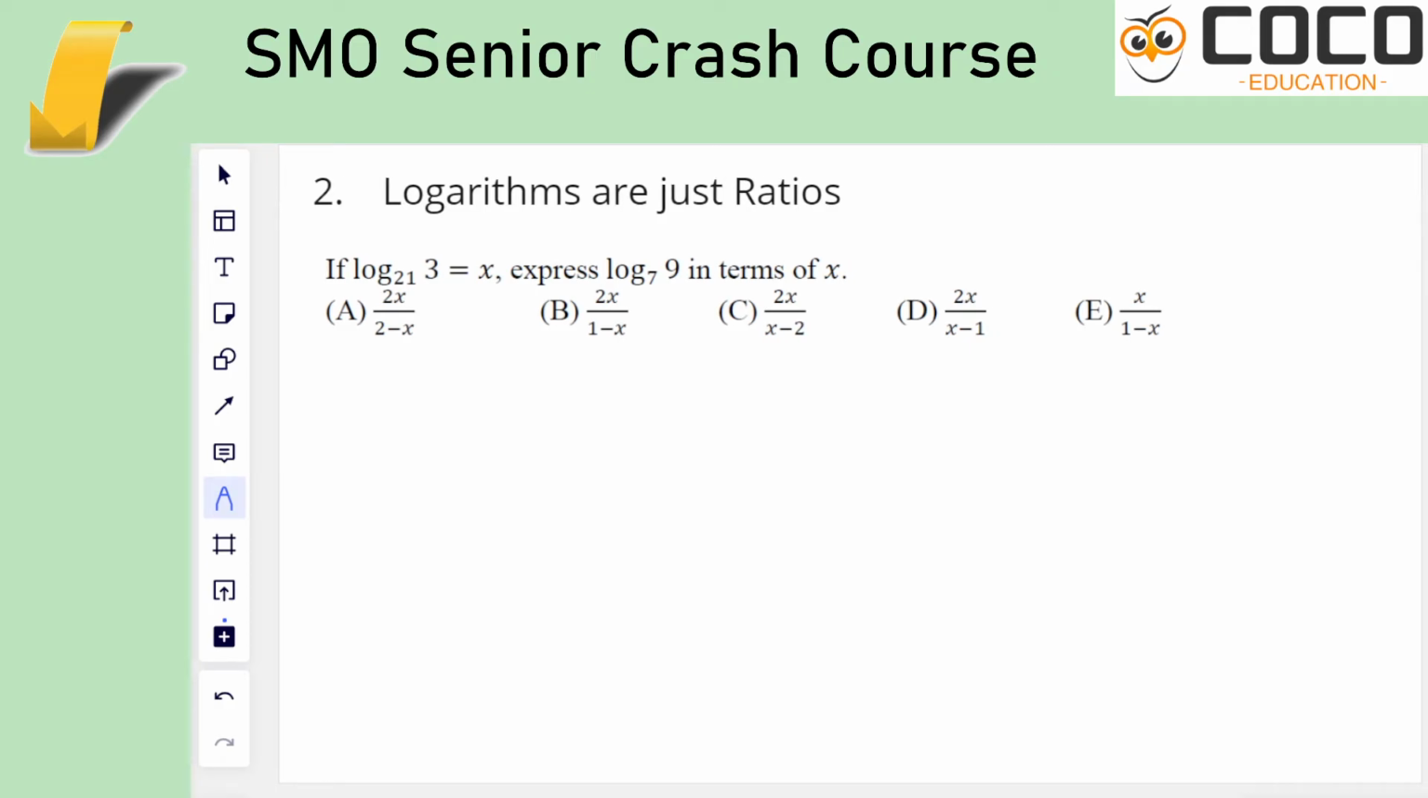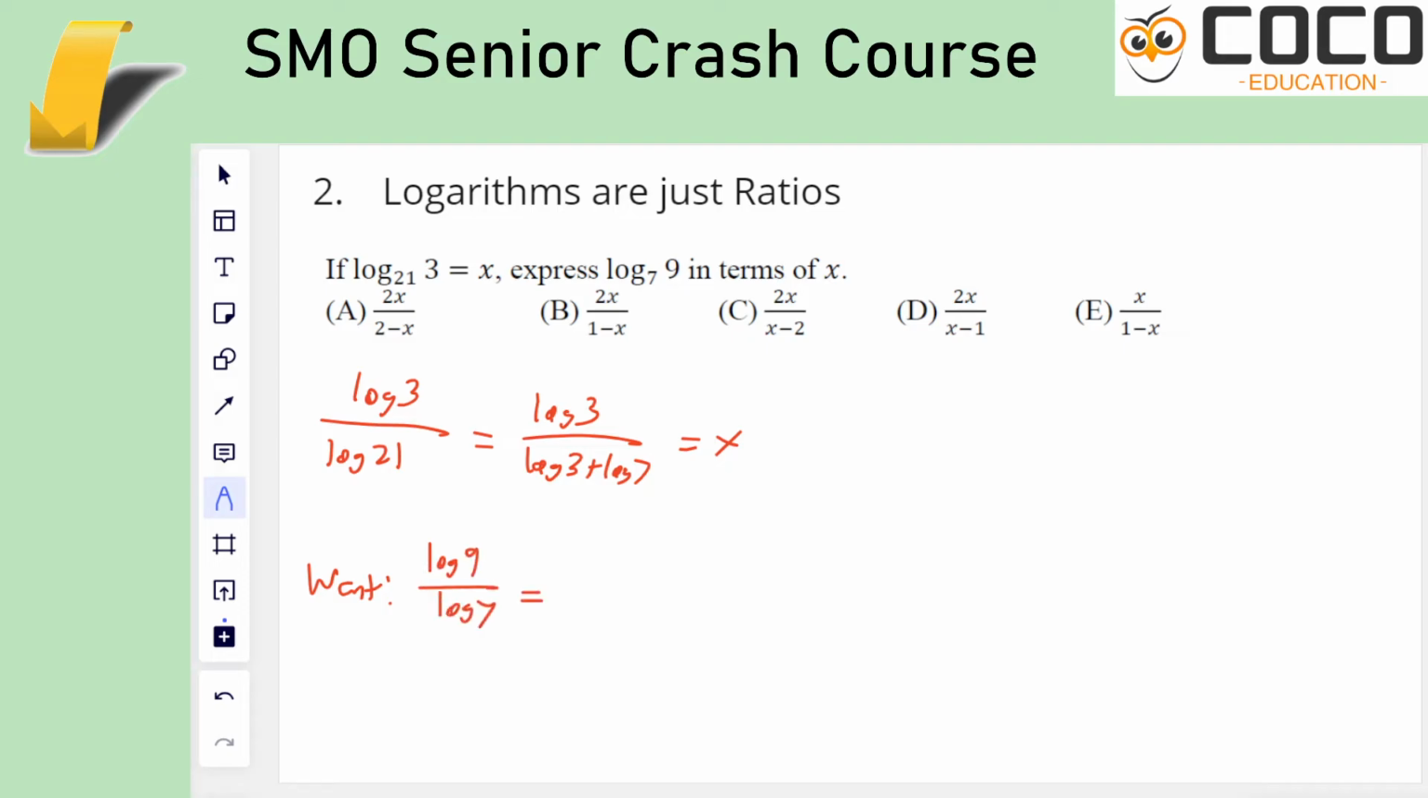If you see a question like this, it doesn't change anything. Understand that based on what we are given here, it means x is just a ratio again. And log base 21 of 3, after you split it like this, 21 is 3 times 7. So that's x. Now what you want is log 9 over log 7, and 9 is 3 squared, so 2 log 3 over log 7.